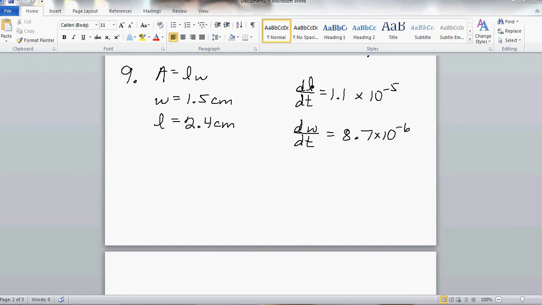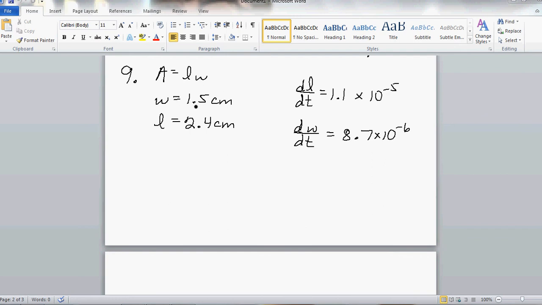Now what this says is the rate of change of the length with respect to the temperature. That's all this means. So you do need to be able to decipher this. The rate of change of the length with respect to temperature is this. The rate of change of the width with respect to temperature is this. And that's the way you want to look at these things throughout. Okay, now let's deal with the width first.